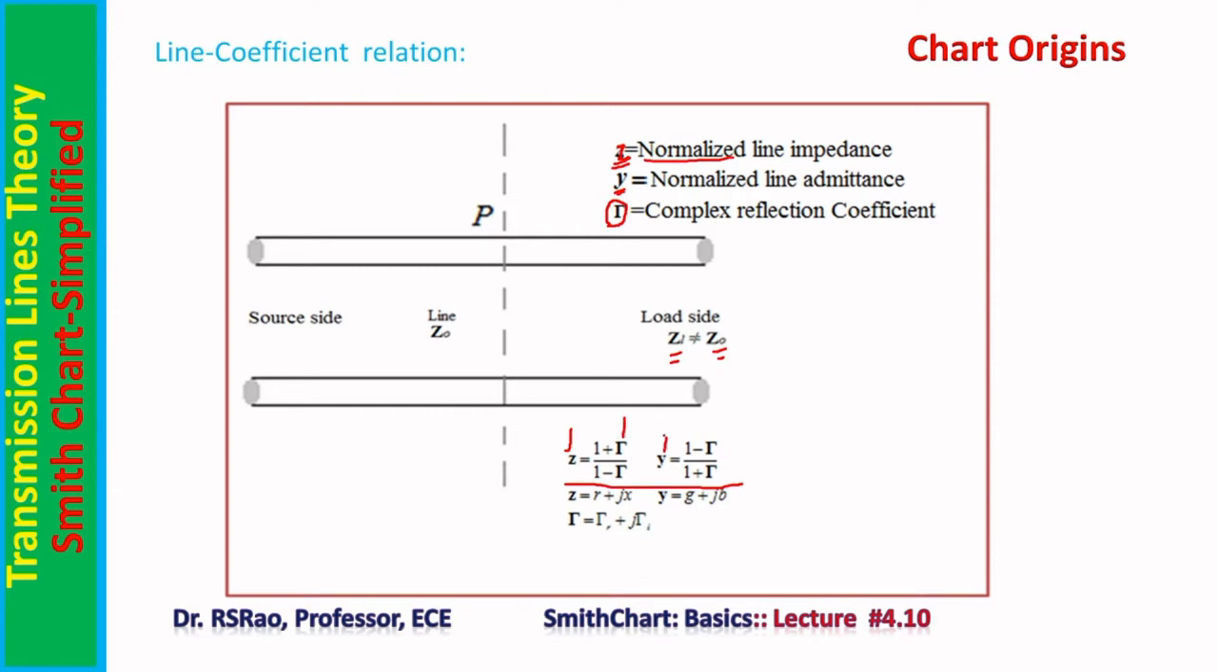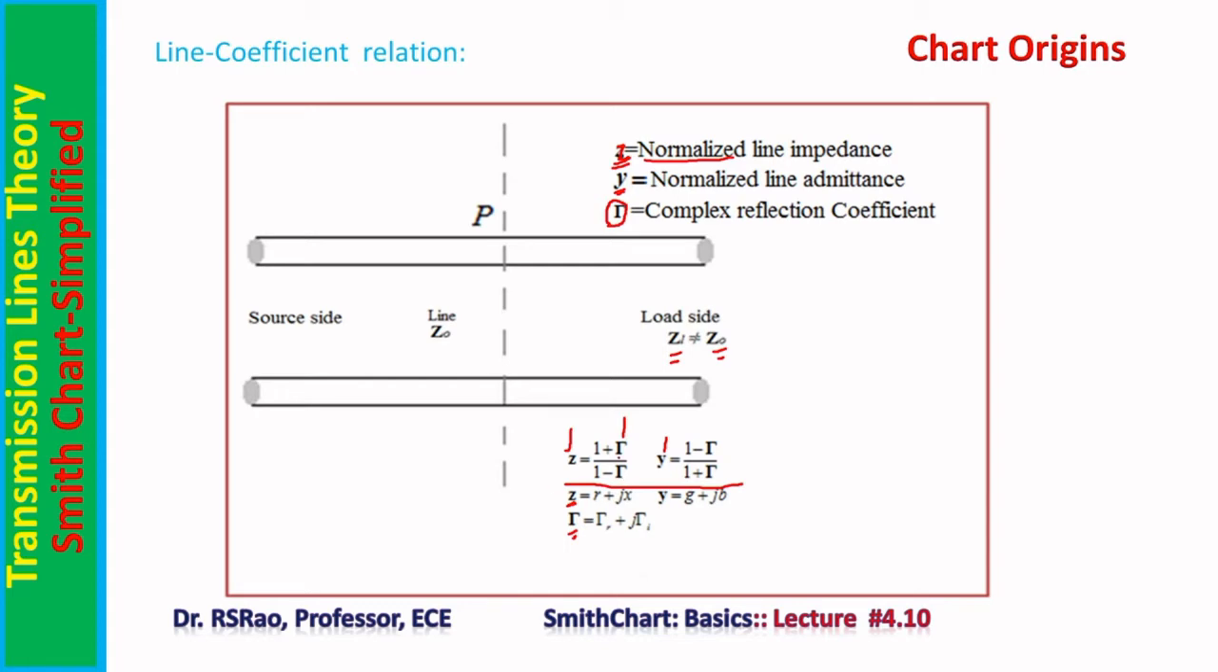As already mentioned, z, y, gamma, all are complex quantities. z can be denoted as r plus jx. r is normalized line resistance, x is normalized line reactance, whereas g is normalized line conductance and b is normalized line susceptance. Gamma, the reflection coefficient, can also be denoted as gamma R, the real part of the reflection coefficient, plus j gamma I, the imaginary part of the reflection coefficient.